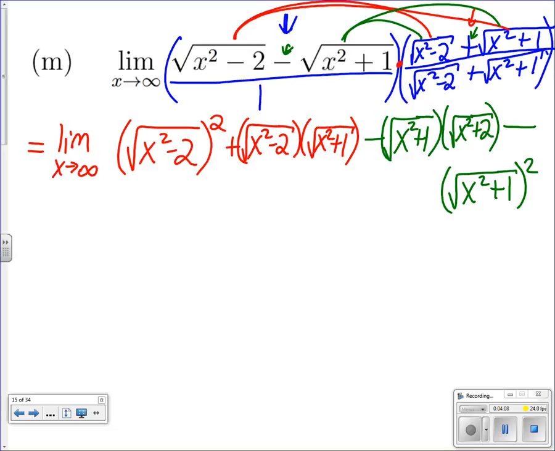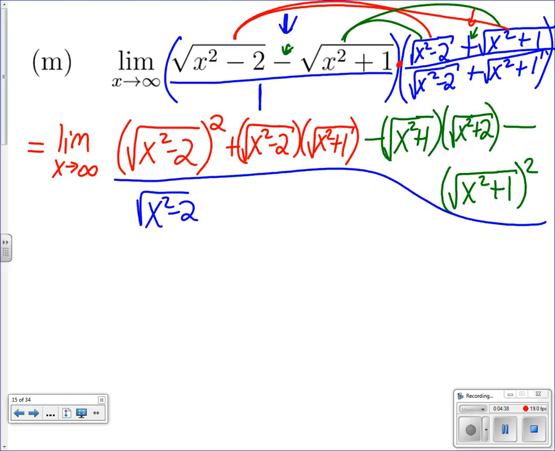So this entire piece, the red and the green, is the top part of that fraction. On the bottom, and the reason I did that is because I was running out of board space, you still have 1 times the square root of x squared minus 2 plus the square root of x squared plus 1. And as a result, we can just rewrite that as the square root of x squared minus 2 plus the square root of x squared plus 1.